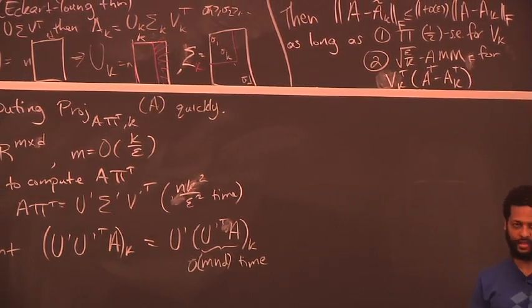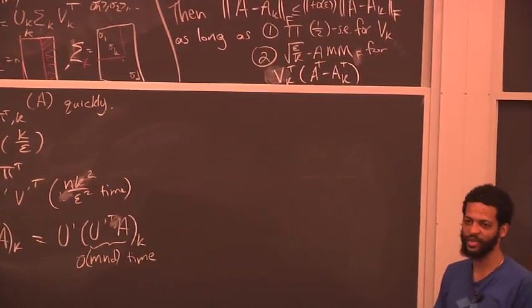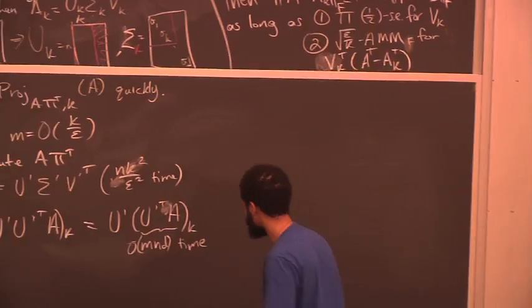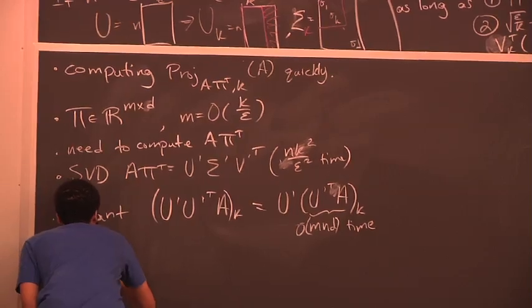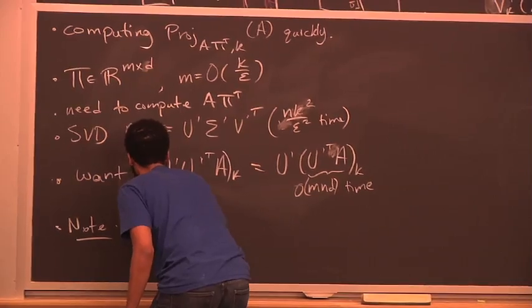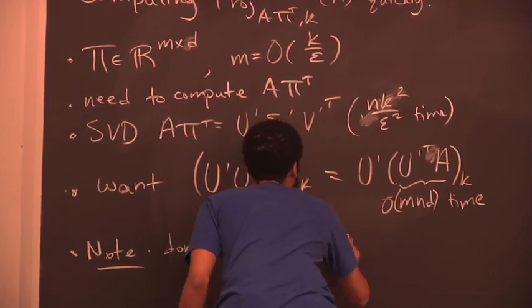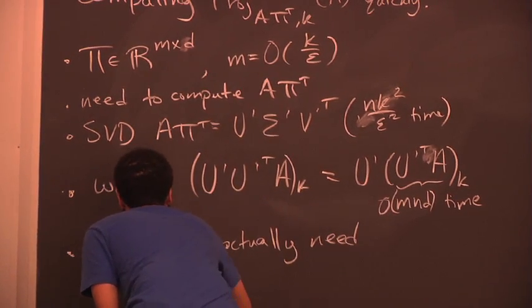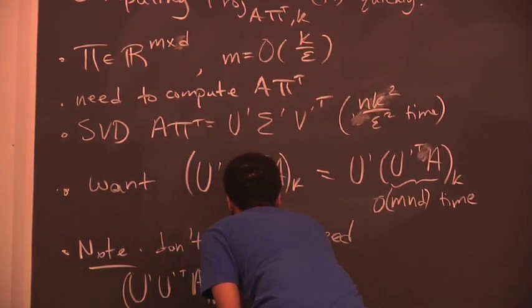In fact, let me show you now, you can actually replace both of the d's with m. You can get something that's more like n m squared. How do you do that? And the idea is to use regression. Note that we don't actually need U prime transpose A_k. We can just approximate it.